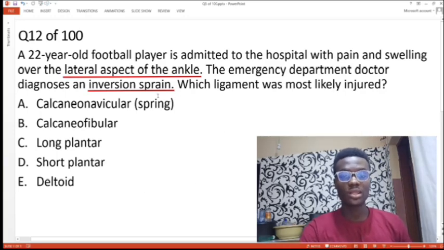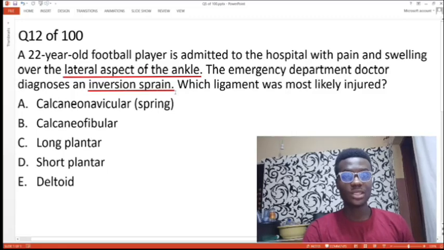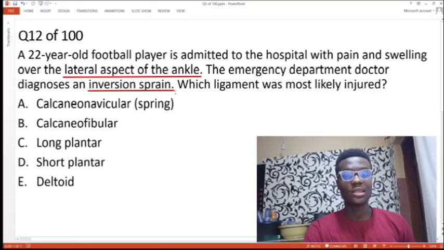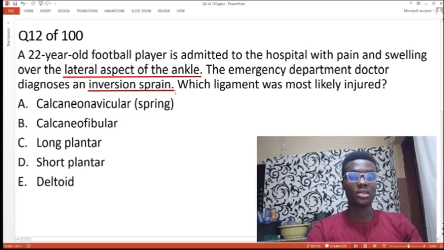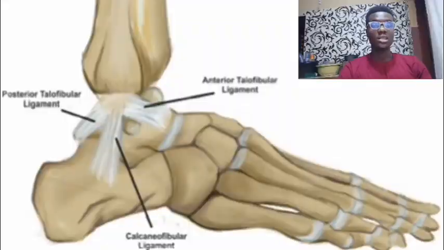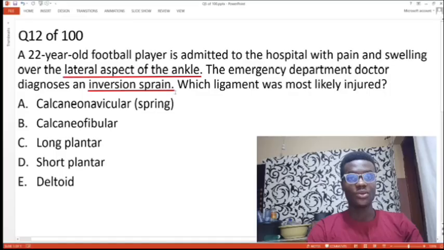I've underlined important things that we need to give attention to. Lateral aspect of the ankle and an inversion sprain. So, in an inversion sprain, the lateral collateral ligament of the ankle is the one that is injured. The lateral collateral ligament of the ankle is made up of three important ligaments: the anterior talofibular ligament, the posterior talofibular ligament, and the calcaneofibular ligament. Those are the three ligaments that make up the lateral collateral ligament of the ankle.